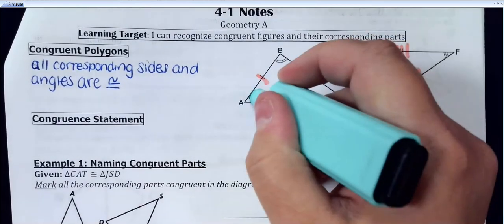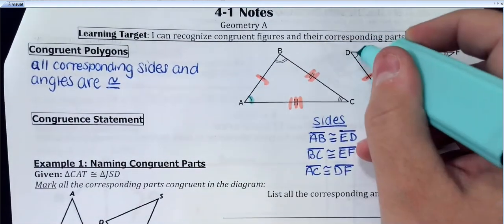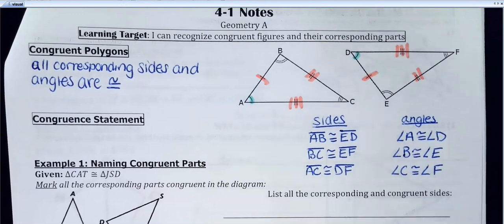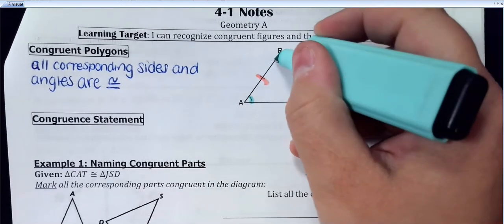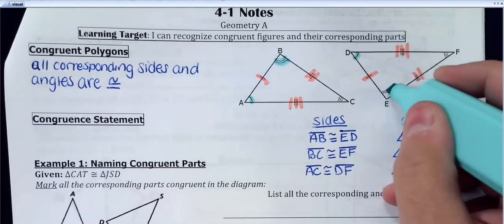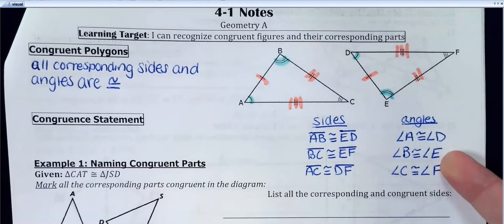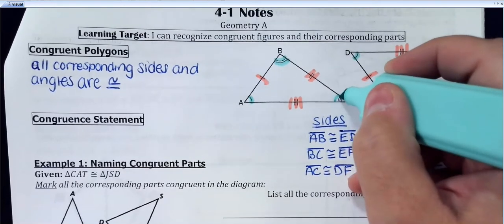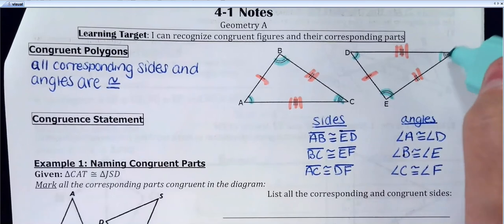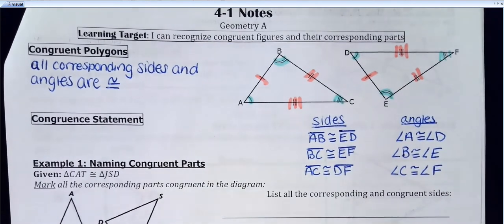Now for the angles, what you're looking for is a curve in between the two sides of the angle. Here's angle A, single curve, angle D, single curve, so those two angles have the same measure. Double curve on B, double curve on E, those two angles have the same measure. Triple curve on C, triple curve on F, so those two angles are congruent. So all three sets of sides and all three sets of angles are congruent.